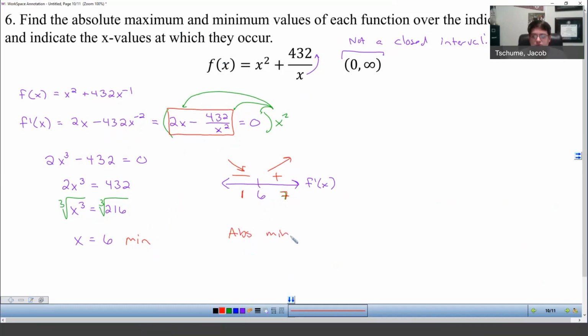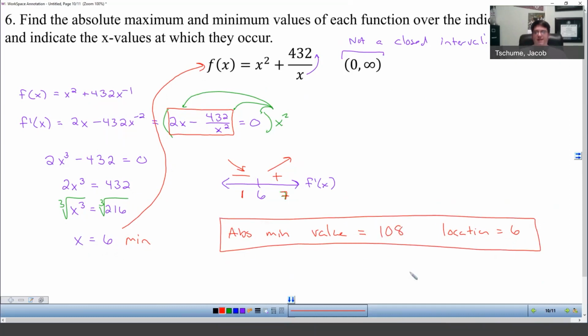So you would have an absolute minimum value of, whoops, I haven't found that yet. I know that my location is going to equal 6 because that's the x value. Remember, to get the value, I need to plug this 6 back into the original problem. So if I do that, I should get a y value of 108. So I have an absolute min value of 108 at a location of 6. And if it does ask for the absolute max on this problem, there's not one. It's not a closed interval, so you're not guaranteed to have both. You only have one extrema, so it has to be an absolute min.